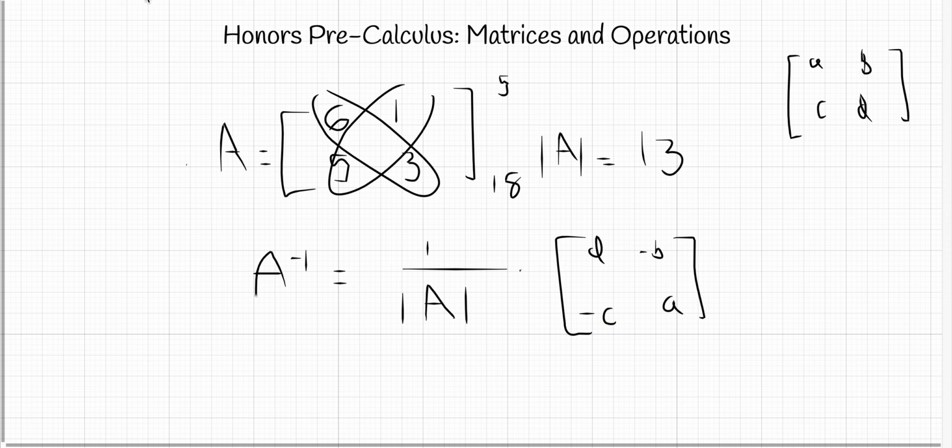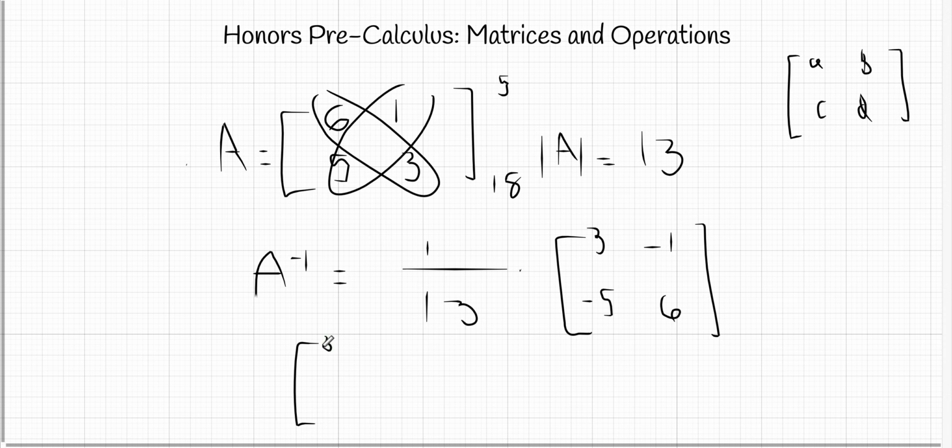So in this case, we already found out that the determinant would be 13, and switching these places, we'd get 3 up here, 6 down here, negative 1 and negative 5. And now it's like multiplying by a scalar. We get 3 over 13, negative 1 over 13, negative 5 over 13, and 6 over 13. That would be your inverse.